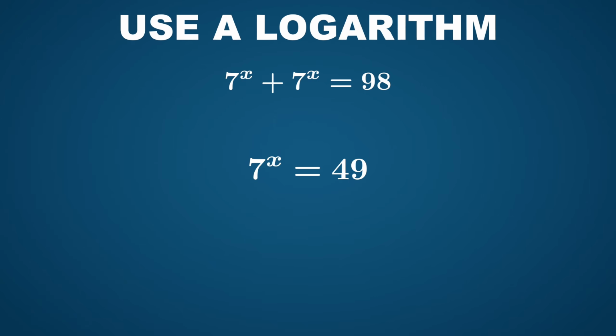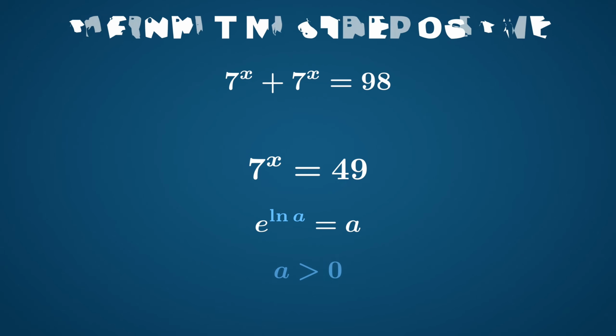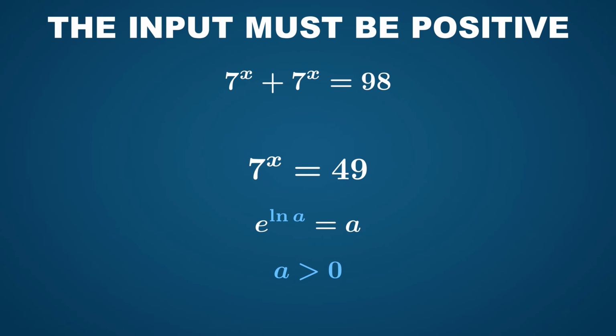To reach an exponent, the classic tool is the logarithm. We will use the natural logarithm, the logarithm whose base is e. The number e is a famous constant, about 2.718. That constant appears all across growth and decay problems. The natural log of a number is the power of e that produces it. There is one requirement: the input of a log must be positive.